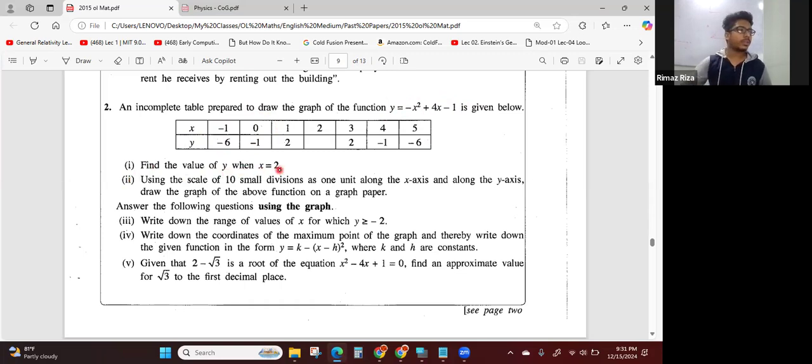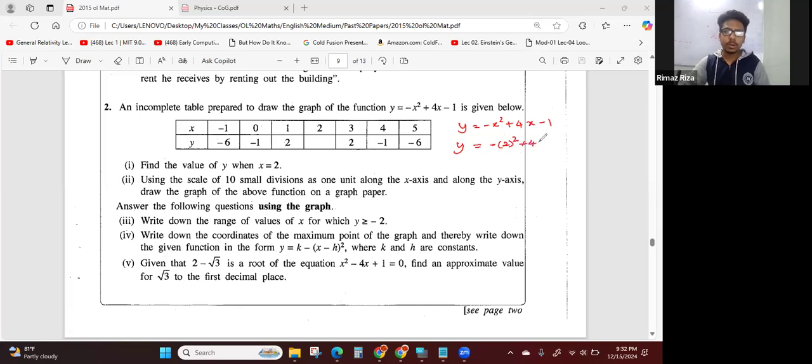So then what you have to do, you have to input x equals 2 in the function. y equals minus x squared plus 4x minus 1. Right? So you have to substitute for the x. So x equals 2. You remove x from that point and then put 2 there. Okay. So therefore 2 squared will come.